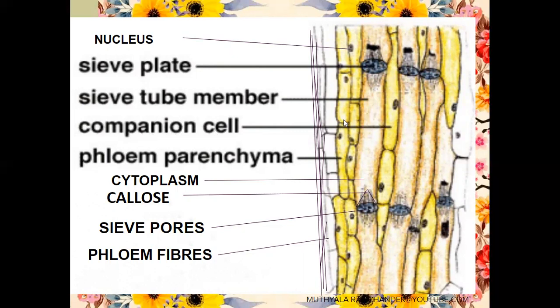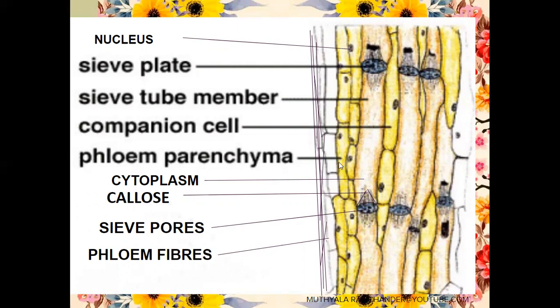Outside of the companion cells, parenchyma tissues are present. These are the parenchyma tissues. These are living cells, filled with nutrients, minerals, and food materials. They supply these to companion cells and to sieve tube members. So they mainly help in providing food material to the sieve tubes and companion cells.